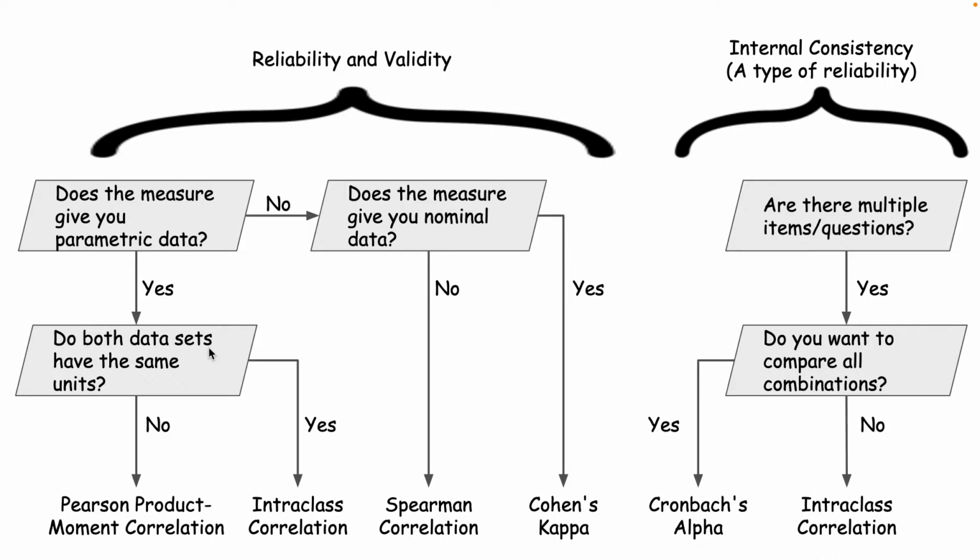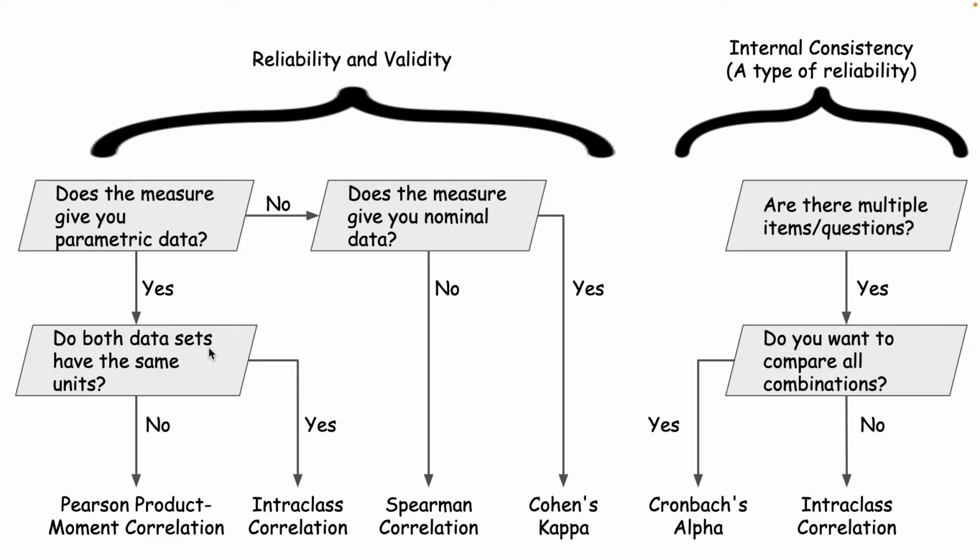If you've got parametric data, but the data sets have different units, you would use the Pearson product moment correlation. If you have ordinal data, you would use the Spearman correlation. And if you have nominal data, you would use Cohen's kappa. The one outlier to all this is internal consistency.